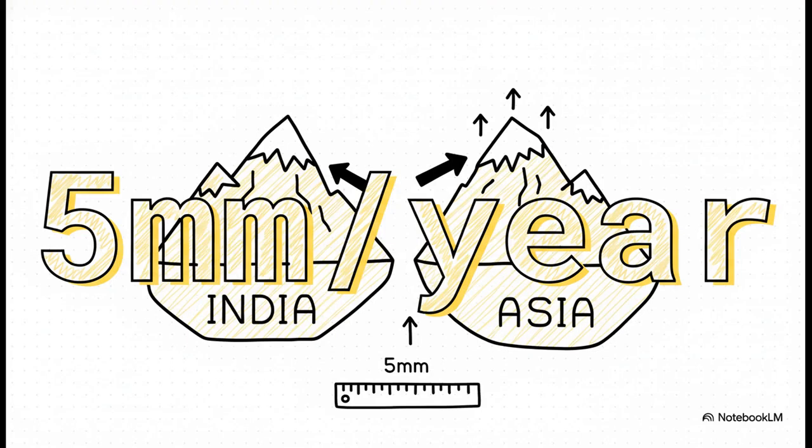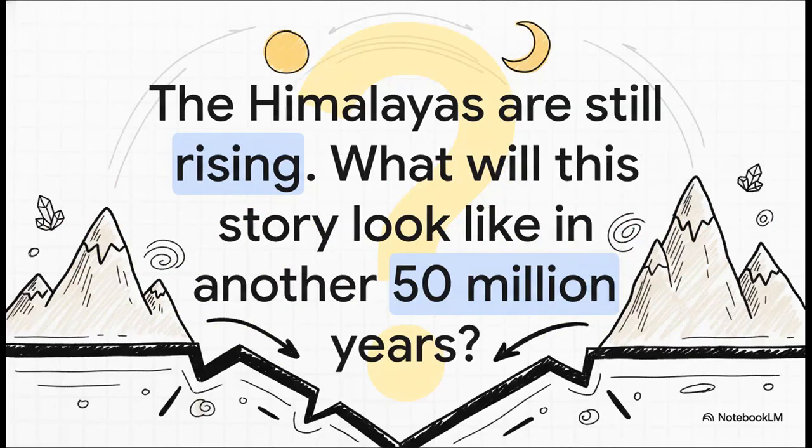So after this incredible 50-million-year story, you might think the action is over, but it's not even close. The collision is still happening right now. The Indian plate continues to bulldoze its way into Asia, forcing the Himalayas to grow taller by about 5 millimeters every single year. And all that constant pressure is what builds this seismic tension that makes this region so prone to earthquakes.